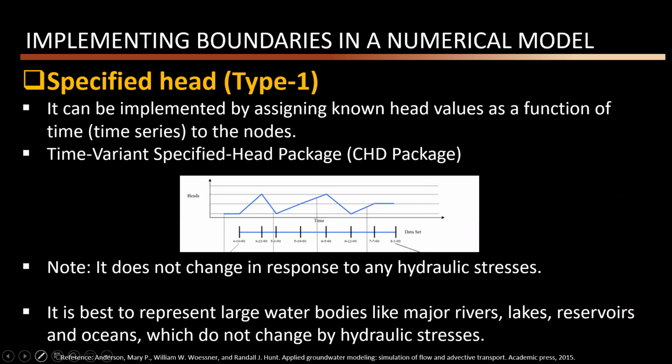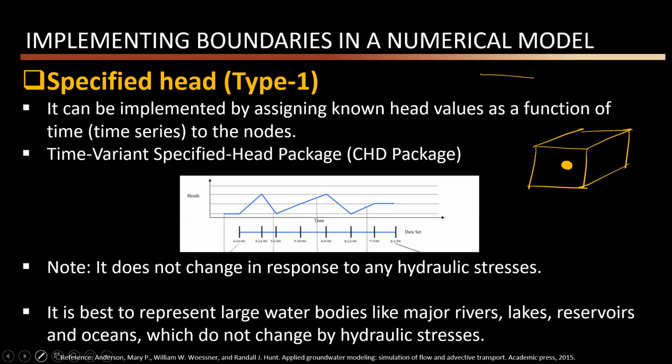Using a specified head boundary condition, the modeler forces the system or the model to have a specific head value at any specific nodes within the system. It doesn't matter whether this node is within the system or at the perimeter of the system. The thing is that the modeler says that I know how the head changes at this specific location.